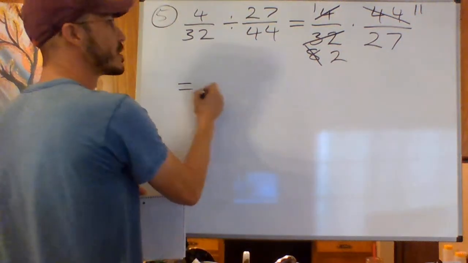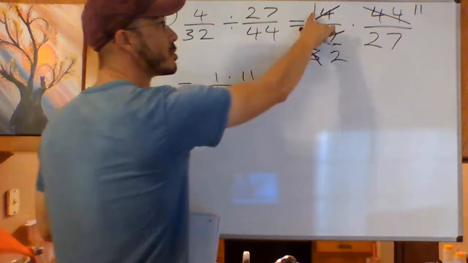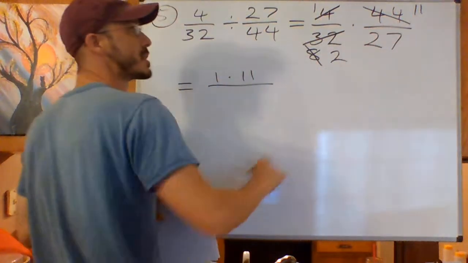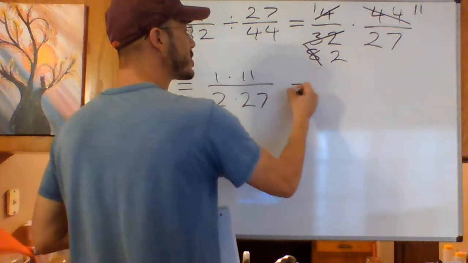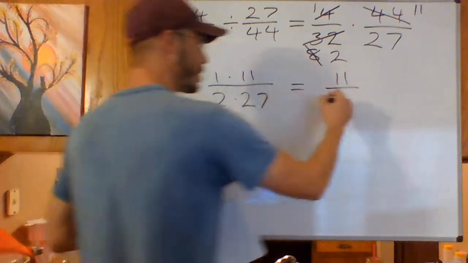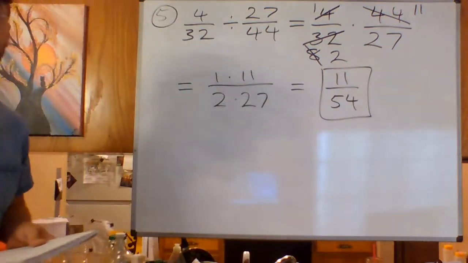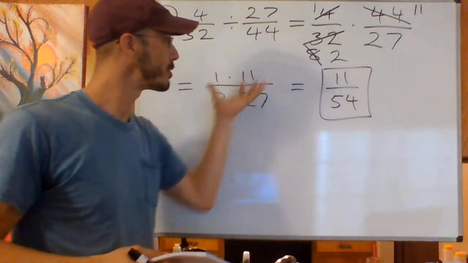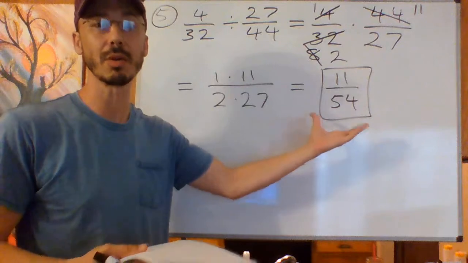All that's left here is 1 times 11 upstairs, the factors left upstairs, and 2 times 27 downstairs. Well, that's 11 over 54. Since I removed all the common factors, there's no further reducing. This is lowest terms.